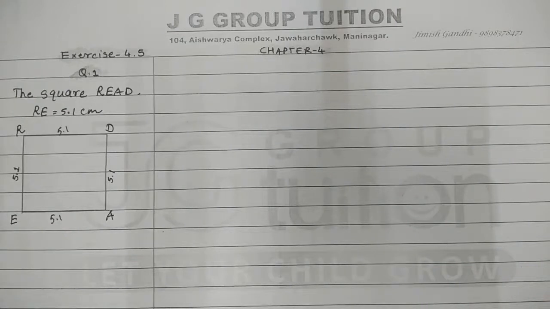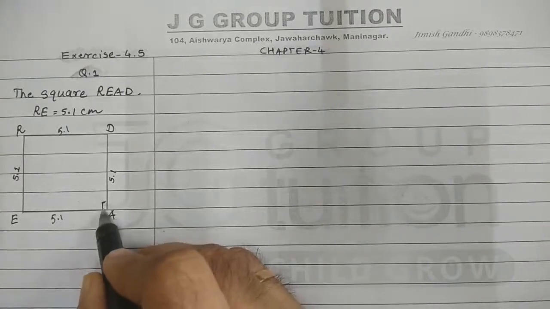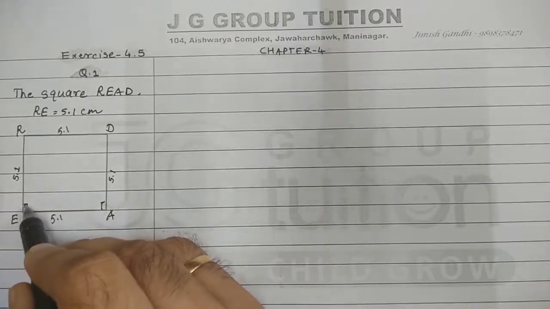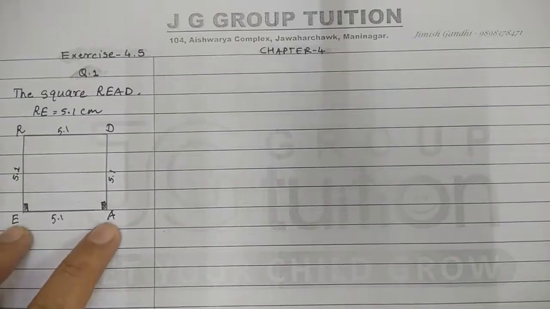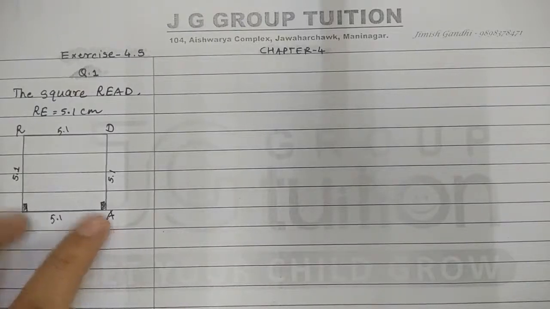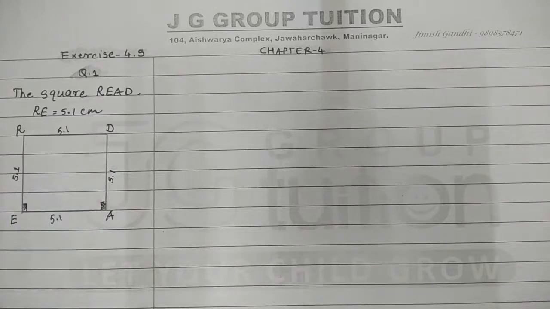So we should require the length of diagonals, or we should require the angle measures. As the diagonals are not given, obviously the angle measures should be there, but as it is a square, the measure of all the angles is 90 degrees. So we should consider this as the base angle, E and A are 90 respectively. Obviously R and D are also right angles. So now we have the base, we have the length of all the sides, and we have the base angle also. So here we can construct the square. So let's start with the base.